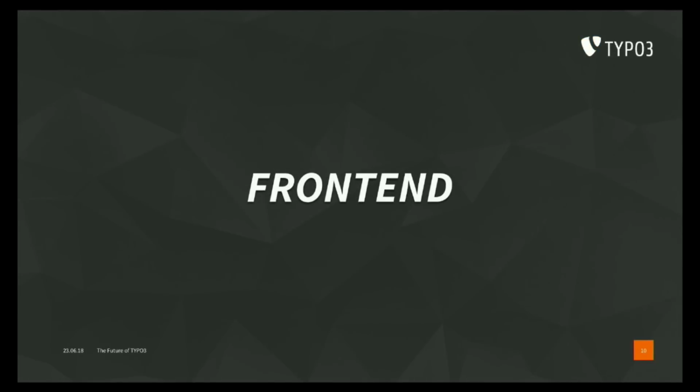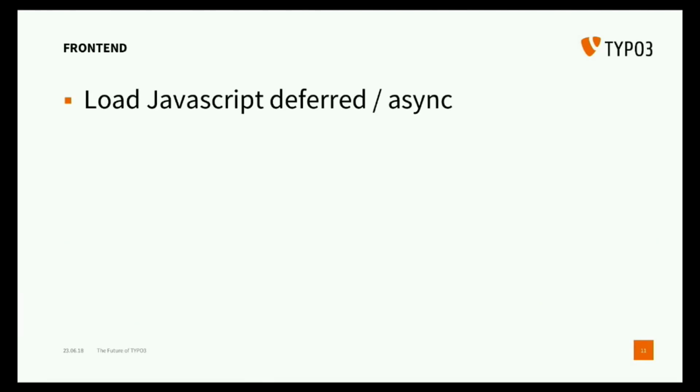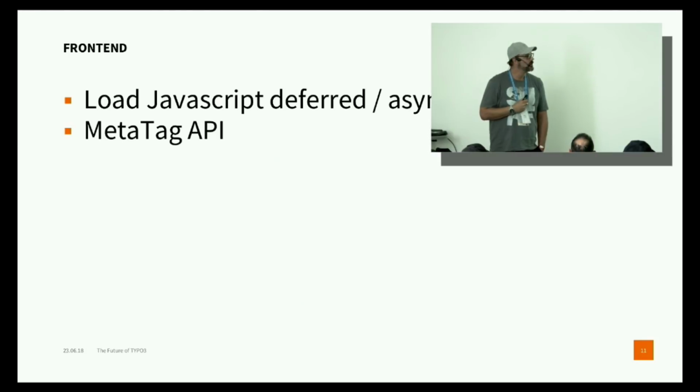Then we got a couple of things for the front end. We'll start with the obvious stuff. So you can now load your JavaScript libraries deferred by adding the async attribute. Then we have a brand new meta tag API, which doesn't sound like such a big thing, but I don't know if that ever happened to you, but has a client ever requested you to change the page title depending on the current detail view? That's a pain, right?